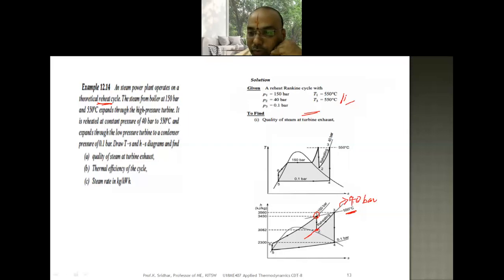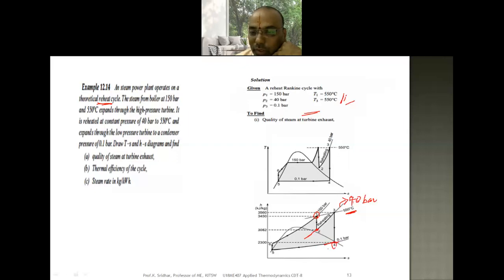From point number 2, reheating takes place according to the constant pressure process till it attains 550 degrees centigrade. So it's point number 3. From point number 3, the isentropic expansion process takes place till the pressure reaches 1 bar. So draw a vertical line from point number 3, and it is my 1 bar line. So both are intersecting here.